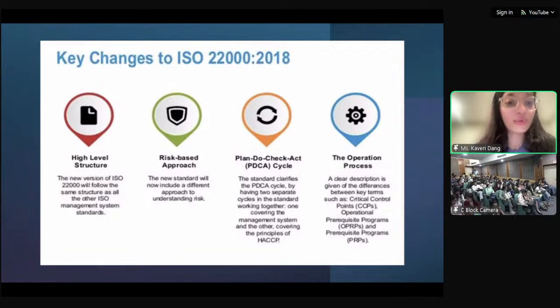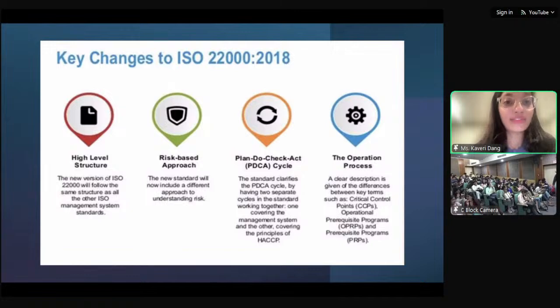It's a risk based approach now, so the new standard will now include a different approach to understanding risk. Basically, it now focuses more towards our HACCP systems, especially on our critical control points, as compared to how it used to follow the 2015 standards, which did not follow HACCP that much. And this Plan-Do-Check-Act cycle is the latest addition that they've made in ISO 22000.